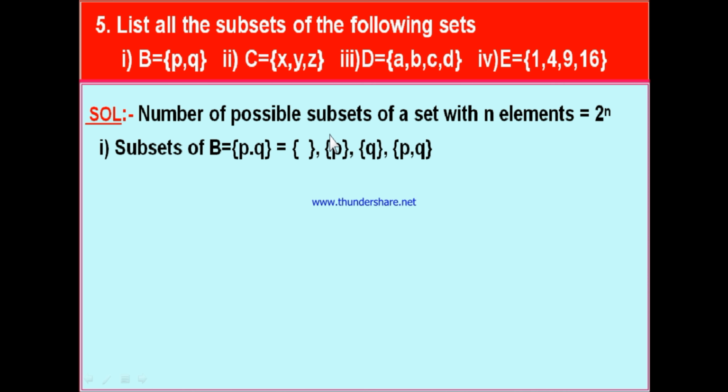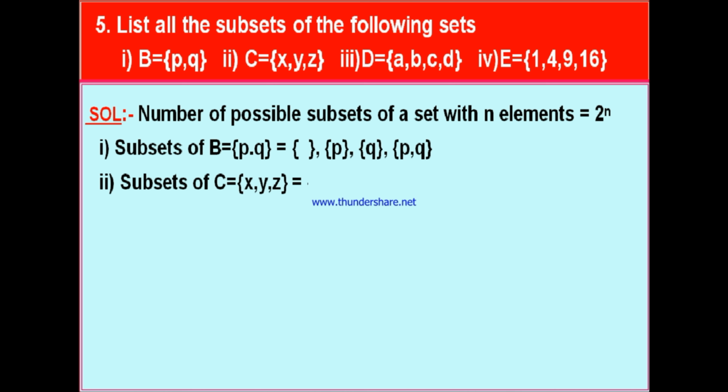Please keep in mind, empty set is a subset of every set. And the second point is, any set is a subset of itself. Every set is a subset of itself. Those 2 points you should keep in mind. For example, if we take B, for B, empty set is a subset of B. And again, the same set B is also a subset of B itself. Therefore, the number of subsets of B is 4, and they are empty set, set P, set Q, set PQ.